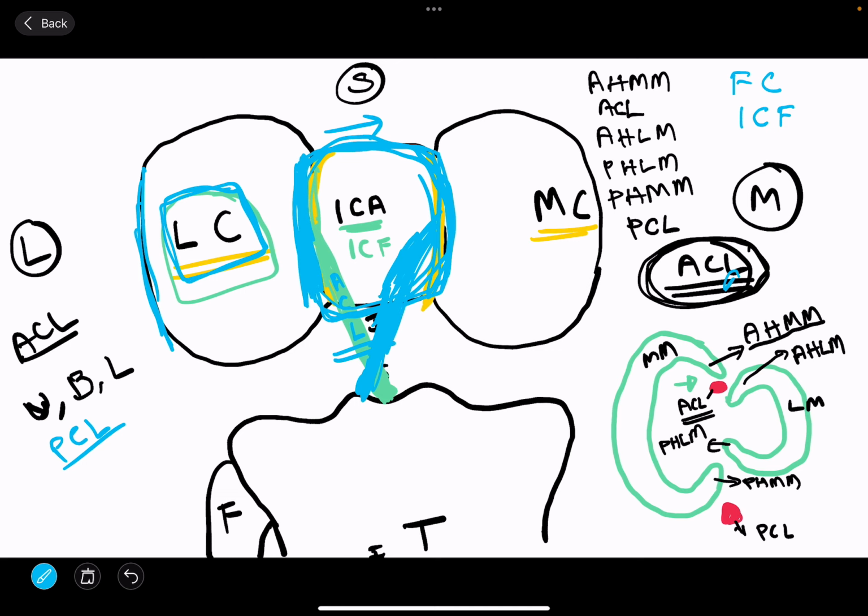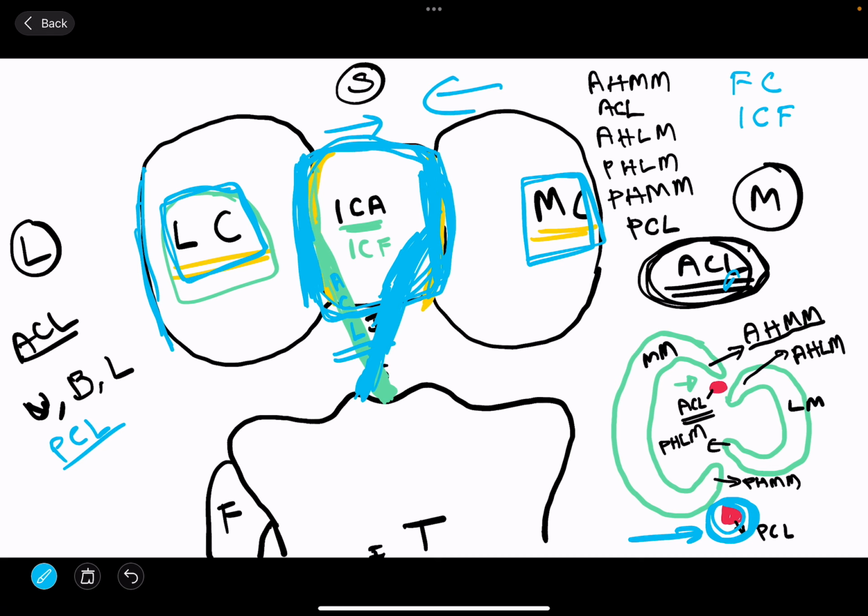Below, it is attached to the posterior most part of the intercondylar area of the tibia, and then it passes upwards, forwards, and medially. And above, it is attached to the, pay attention, lateral surface of the medial condyle of the femur. Right, this is the medial condyle of the femur, and this is its lateral surface. So the posterior cruciate ligament is attached to the antero-inferior part of the medial wall of the intercondylar fossa.